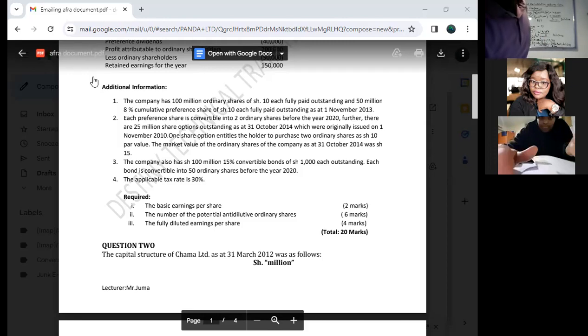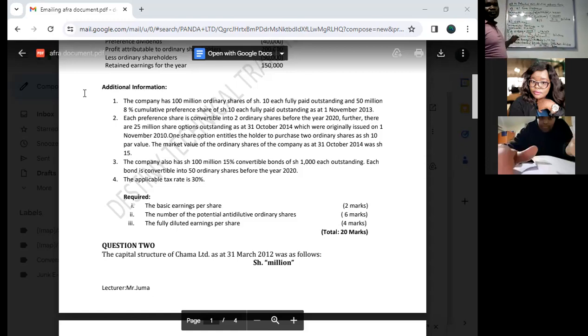So go back to required. Go back and read required Roman 2. Roman 2 required was the number of potential anti-dilutive ordinary shares. So in this question, the number of shares which cannot dilute EPS is 5 million. 100 million dilutive, 16 million dilutive, 5 million is anti-dilutive. Anti-dilutive means it cannot reduce your EPS. So I want you to answer down there.